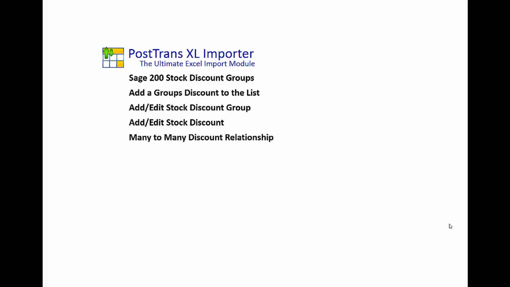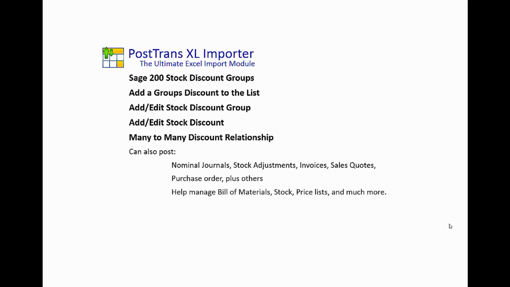And then we're going to talk about the many-to-many relationship between a stock group and a discount matrix record, because in Sage 200 you can actually create a stock discount record and assign it to many group discount groups. And of course it's worth noting that PostTrans can also be used for nominal journals, invoices, quotes, and managing many other types of data. And everything's validated before it's pushed in, and of course the functionality is very similar to that of Sage Line 50.